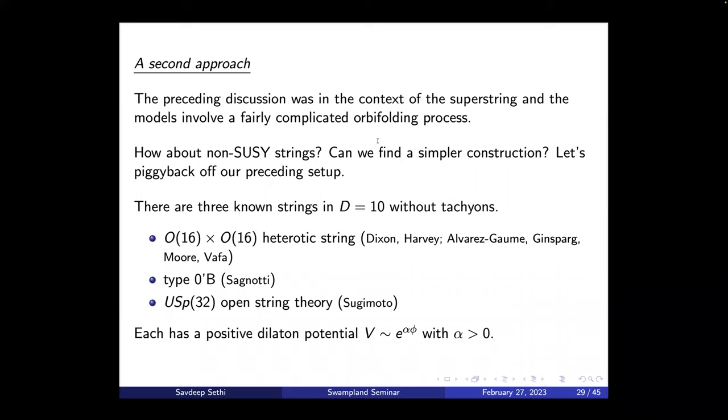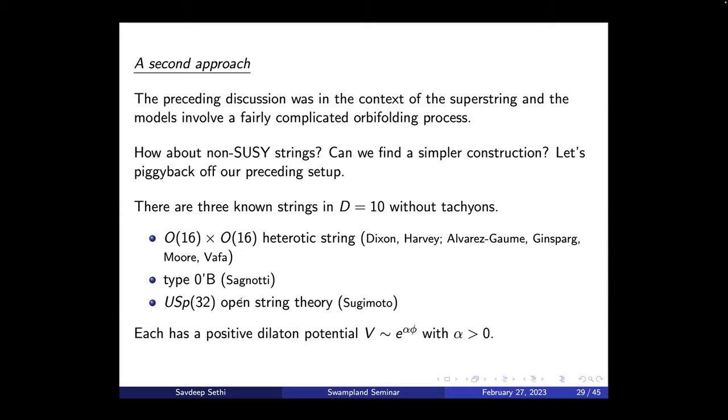So as I mentioned earlier, there are three known strings in 10 dimensions without tachyons. There's the oldest one, the O(16) cross O(16) heterotic string found by these authors. There's something called the type 0'B string found by Sagnotti, which is a very interesting cousin of type 2B. It has a lot of the structure of type 2B. Not enough to have a duality group, it looks like, but enough to be surprising, I would say.